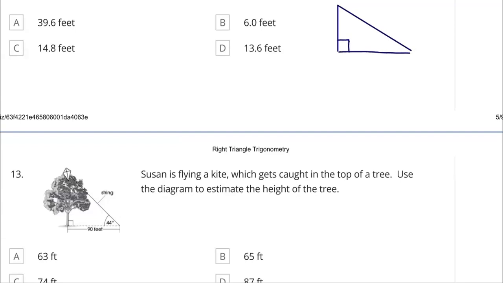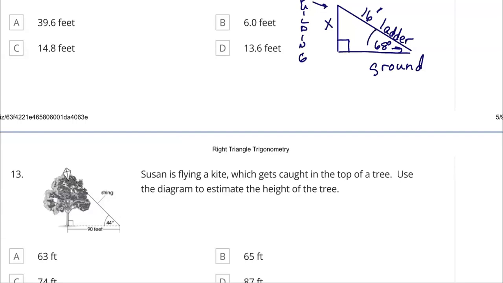Okay, a 16-foot ladder leans against a building. That means this is 16 feet. That's my ladder. Okay, leans against a building. That means this is my building. Okay, right there. If the angle the ladder makes with the ground, so here's your ground, if that angle is 68, it means it goes right here. That's your 68 degree. How high up the building does the ladder reach? So I want to know this x. How far up the building does the ladder reach?